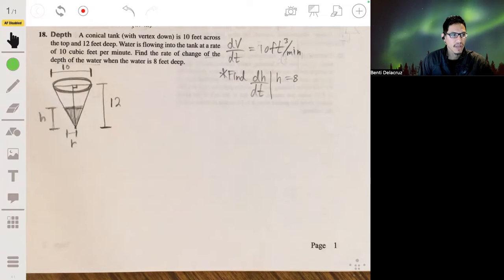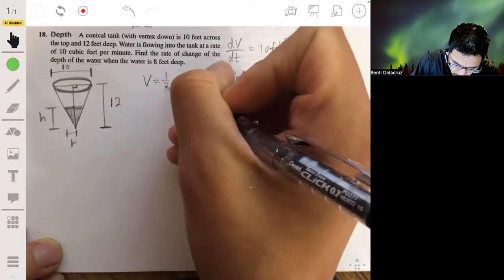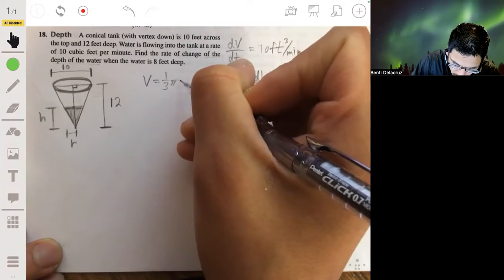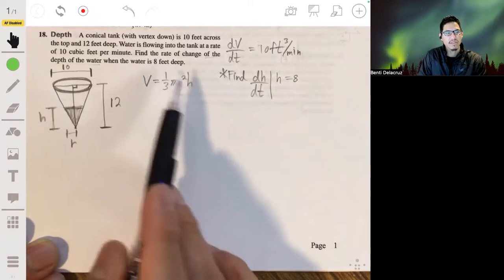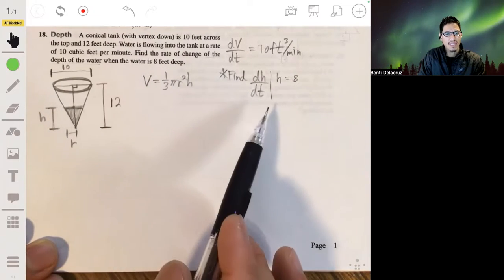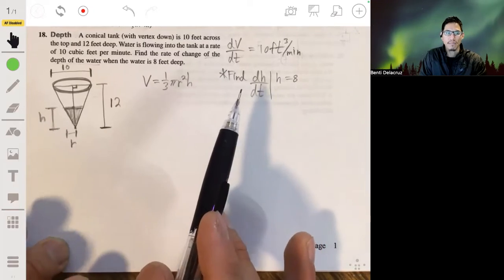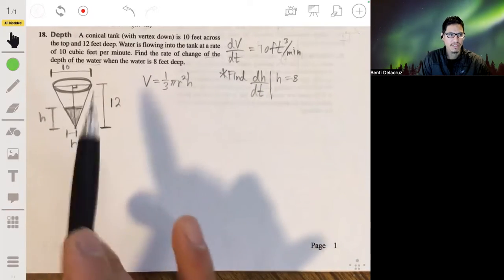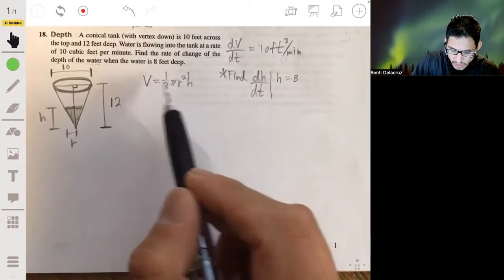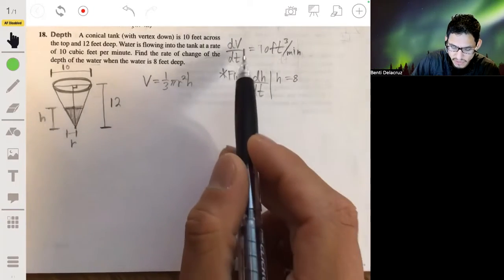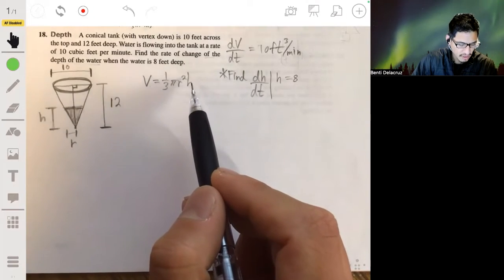Now, the volume of a cone, we should know, is 1/3 pi r squared times the height. So we have to find some way to differentiate this from this visual. We have variables: volume, radius, and height. We're given dV dt, so that's no problem. R and h is what we've got to worry about now.